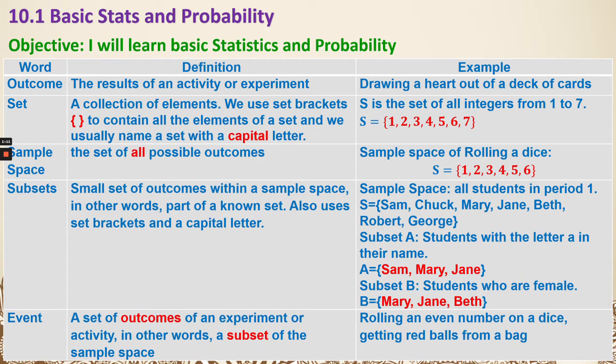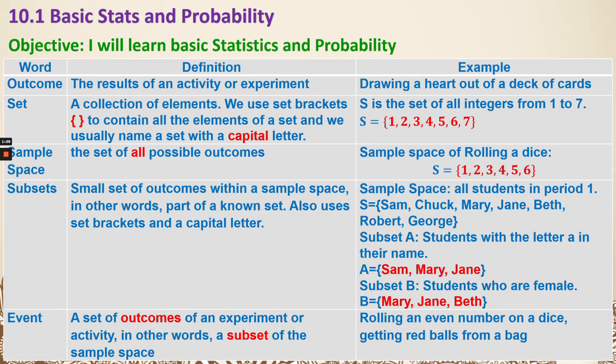First vocab, outcome. That actually means the same thing as in English. It means the result. So outcome means the results of an activity or experiment. So for example, drawing a heart out of a deck of cards. And the drawing here actually means we're picking it out. We're taking it out. It's not like actually drawing.